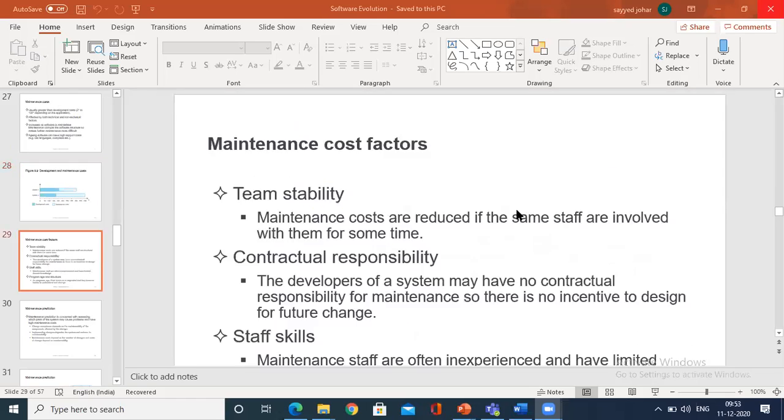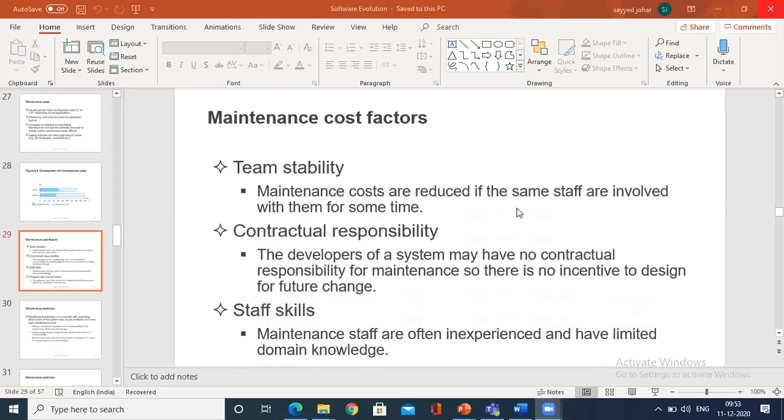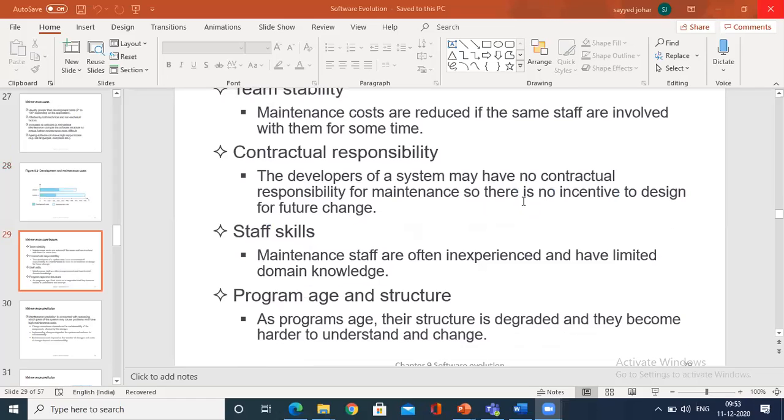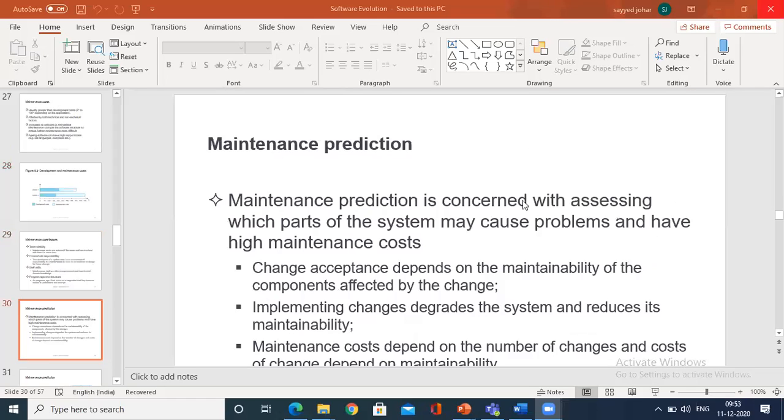So there are some other concepts. Before I go to the topics, there is one topic called maintenance prediction. This is an important topic we need to cover today and continue. So what is maintenance prediction? This is one of the major topics under software maintenance. What is prediction? Prediction is nothing but you just guess, right? The estimate. So this could be prediction.